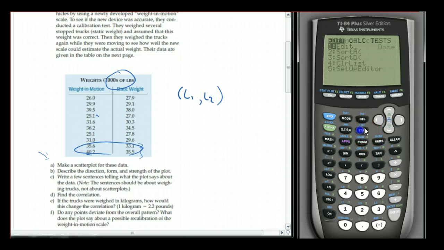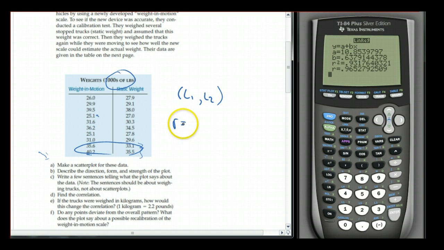Now when we do stat calc 8, list 1, list 2, calculate, you get the equation of your line, which is y equals a plus bx, where b is the slope, y is your response variable, and x is, in our case, the static weight of the trucks. The one we're interested in is R down here. R equals 0.965.